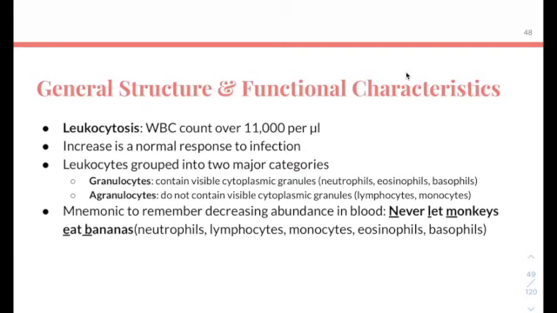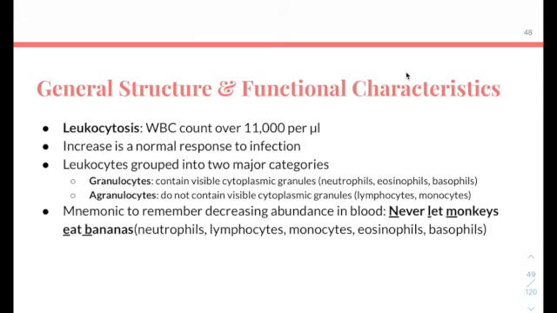There's what are called granulocytes and agranulocytes. Granulocytes contain granules. When they're dyed, you can see individual granules in there. And that is neutrophils, eosinophils, and basophils. Agranulocytes do not have visible granules, and those are lymphocytes and monocytes.